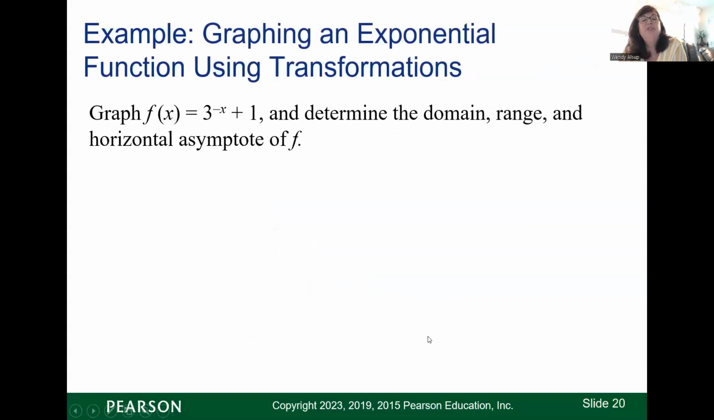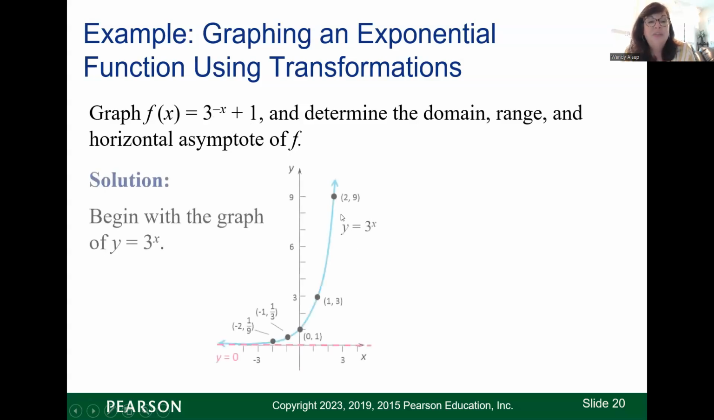Now we can use transformations on these just like we would with quadratics or cubic functions or square root functions. The basic one for 3 to the negative x plus 1 would just be 3 to the x. So think about 3 to the x, which we found a little while ago. Here's the graph of 3 to the x: when x is 0, y is 1, when x is 1, y is 3, when x is 2, y is 9. When x is negative 1, 3 to the negative 1 power is 1/3, and you get this graph here.